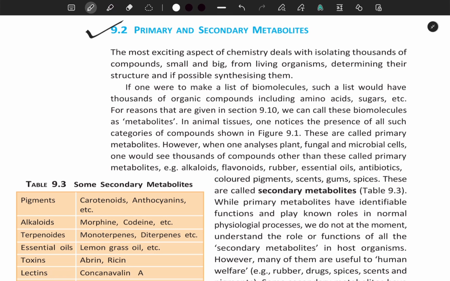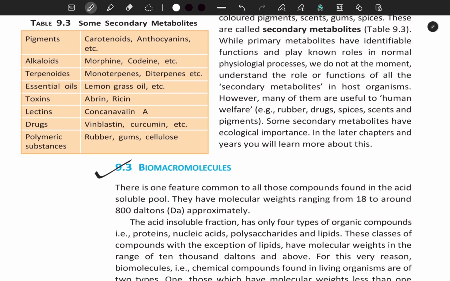While primary metabolites have identifiable functions and play known roles in normal physiological processes, we do not at the moment understand the role or functions of all the secondary metabolites in host organisms. However, many of them are useful to human welfare, for example rubber, drugs, spices, scents, and pigments. Some secondary metabolites have ecological importance. In the latter chapters and years, you will learn more about this.